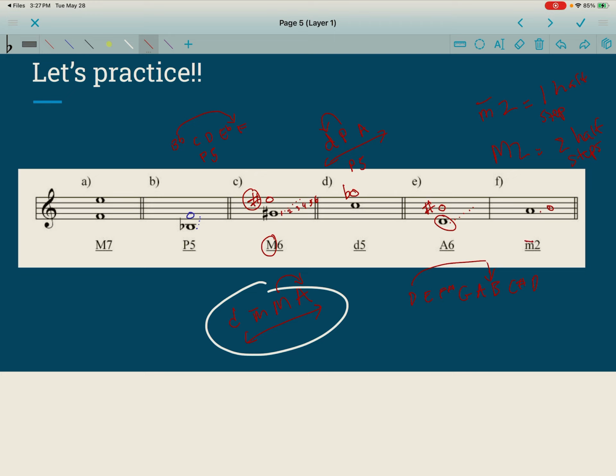So we have between A and B, right? So we have that interval of a second, but between A to B is 1 whole step. So how do we make that a minor second? Well, you have to adjust the note that you have written by 1/2 step. So that has to be A, B flat.